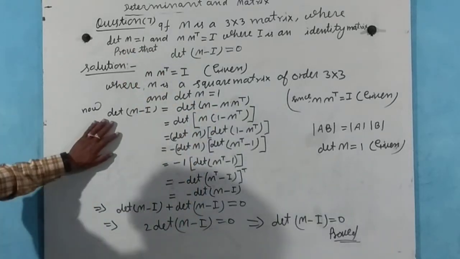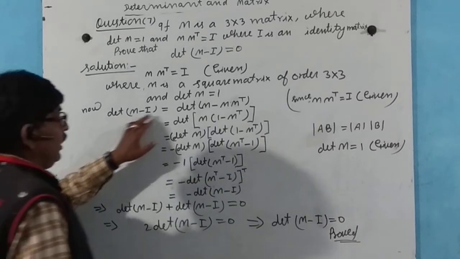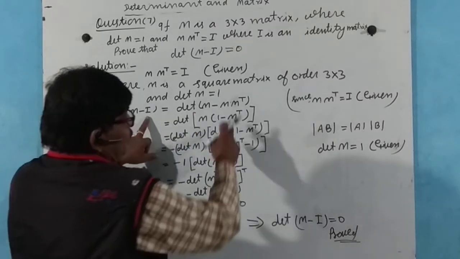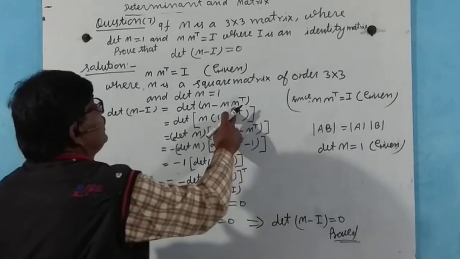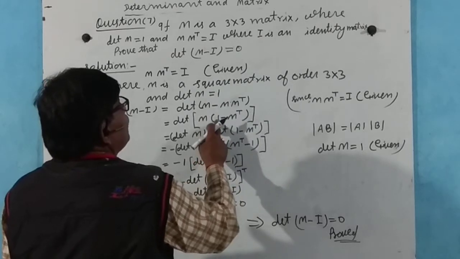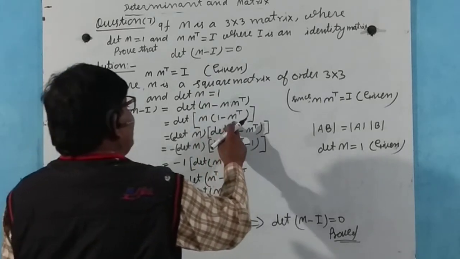Now determinant of (M minus I) is equal to the determinant of M, and I can be written as matrix M times the transpose of matrix M. Now we take M common: M times (I minus the transpose of matrix M).